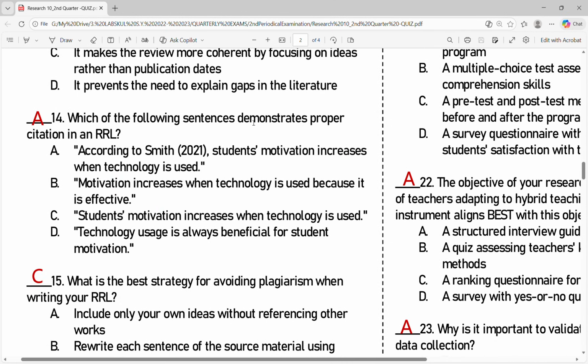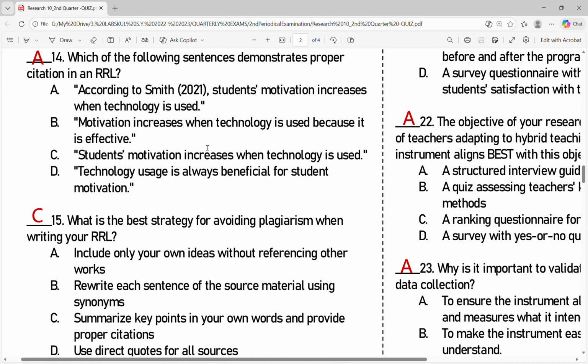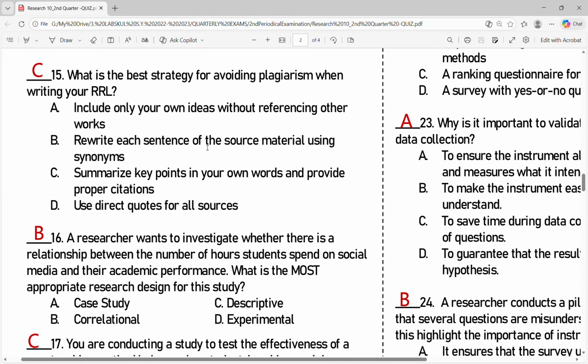Number 14. Which of the following sentences demonstrates proper citation in the review of related literature? So, ginapamangkot ka lang di proper citation. Gintudluan ta na kamo no. Your citation could either be narrative or parenthetical in-text citation. So, only letter A has a narrative in-text citation here. So according to Smith 2021, students' motivation increases when technology is used. So the answer is letter A, number 14.